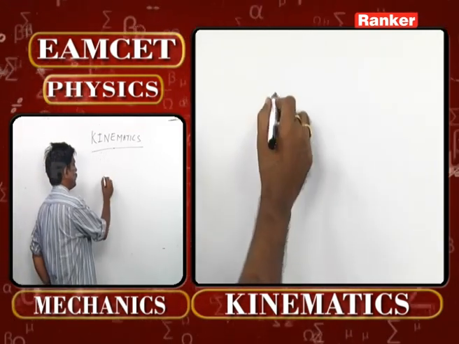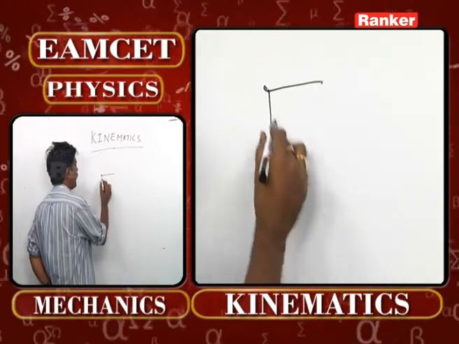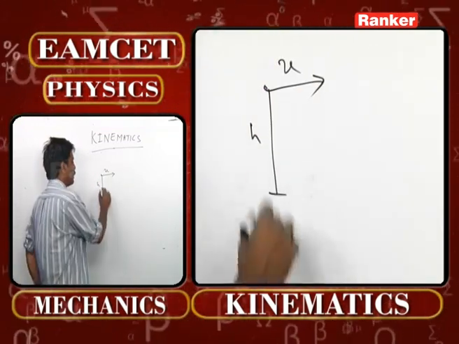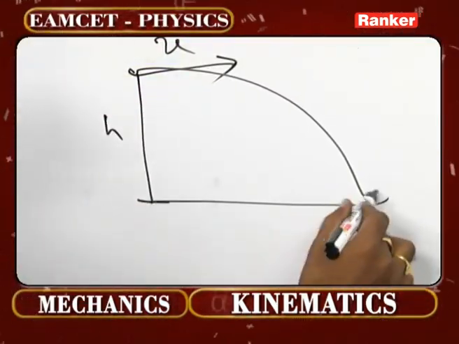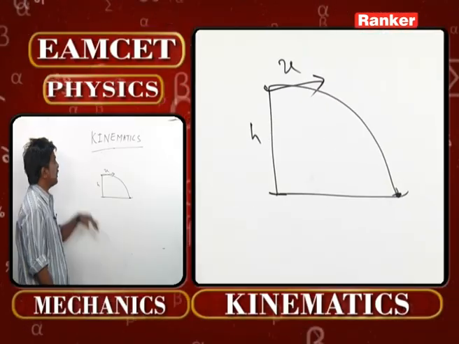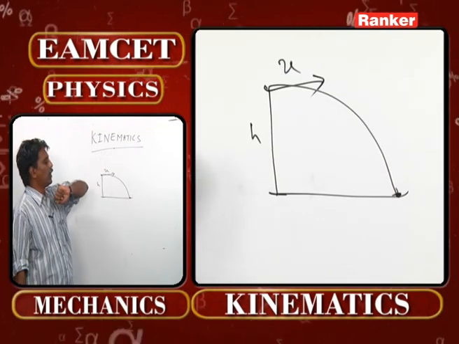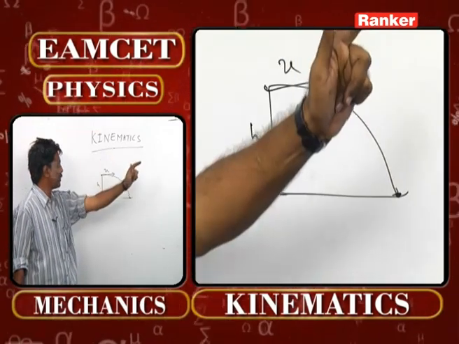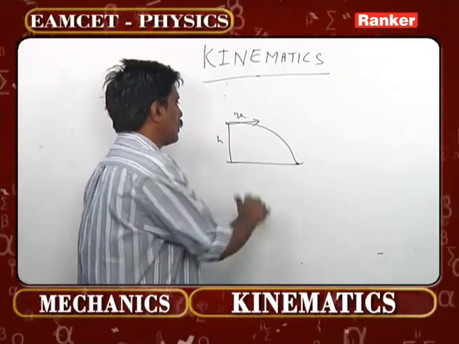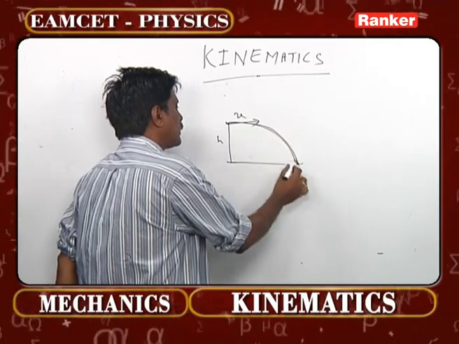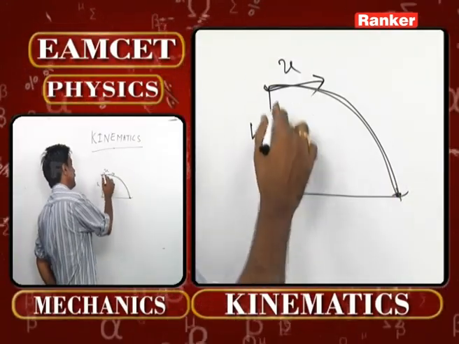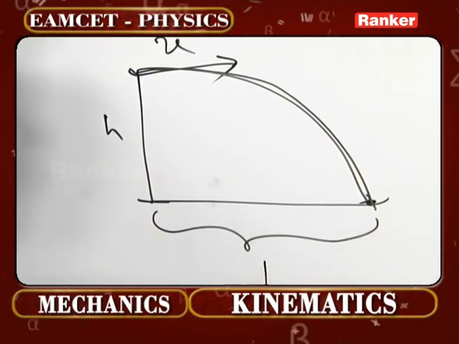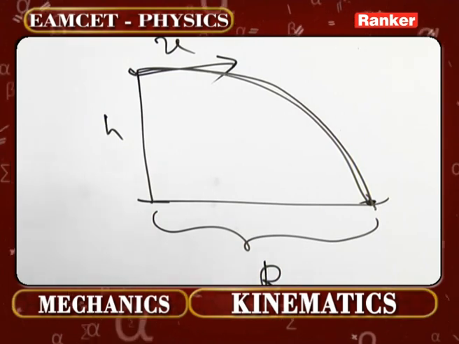Now, if you project the body from a height h horizontally with a velocity u, it will travel like this and reach the ground. So, this is called horizontal projectile. From the top of a tower or from some height h, if you project it with velocity u like this, it will reach the ground like this. So, during its path, it also covers displacement in the vertical as well as horizontal directions. The total displacement by the time it touches the ground is called range.